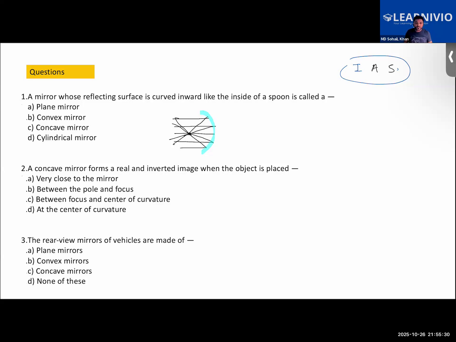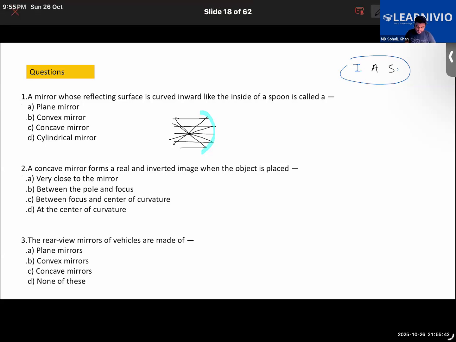The rear view mirrors of vehicles are made of... Concave, sir. Answer B. Well, we saw in the answer slide it was answer B, convex. You're saying convex mirror. Okay. Salman, concave, you're saying. So they're actually used in both, right?